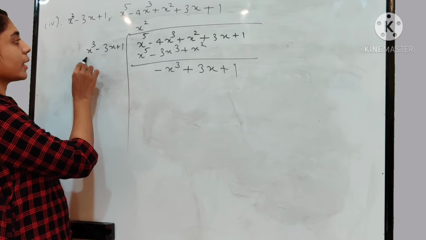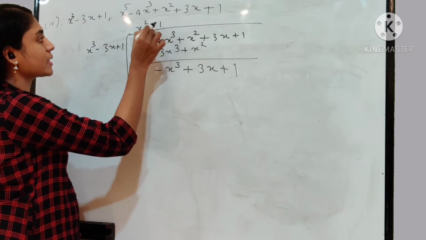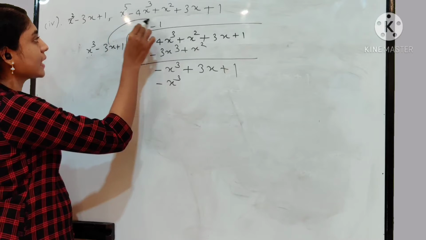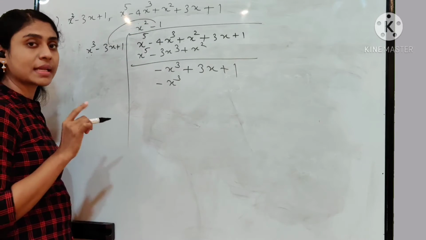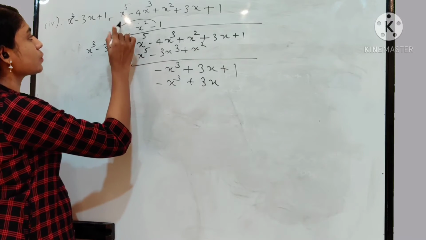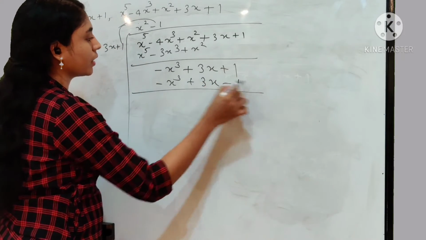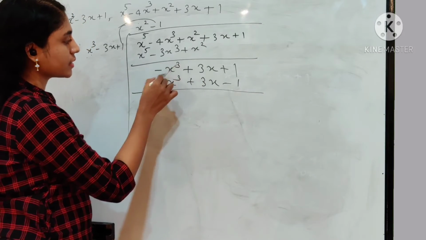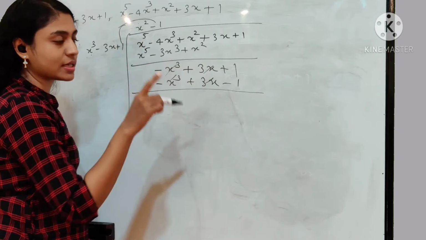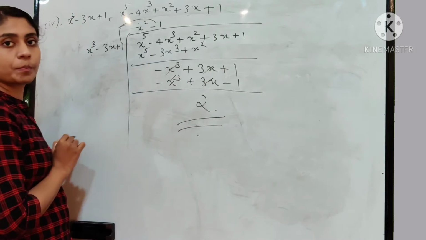Now, my x cube into minus 1, it is minus x cube, right? So minus 1 into x cube, it is minus x cube. Then minus 3x into minus 1, it is plus 3x. Again, plus 1 into minus 1, it is minus 1. Now doing subtraction. Here this term get cancelled. This term also get cancelled. Here 1 minus of minus 1, 1 plus 1, it is 2. So here the remainder is 2.